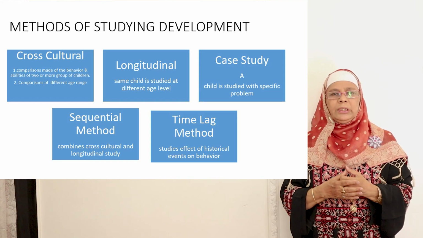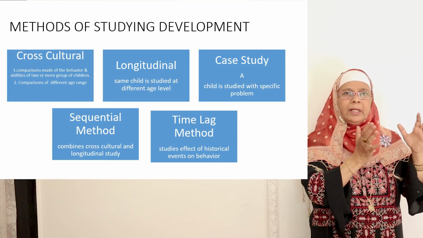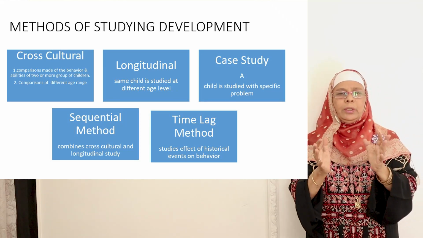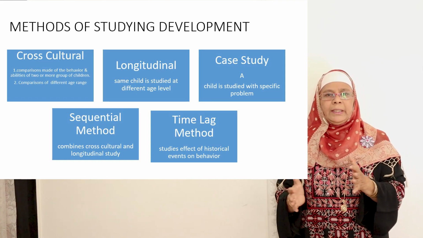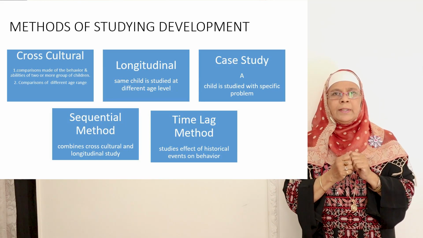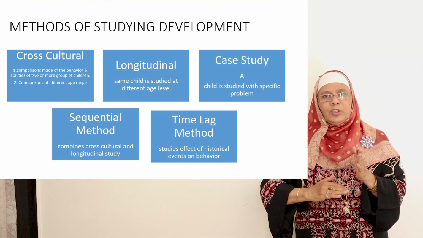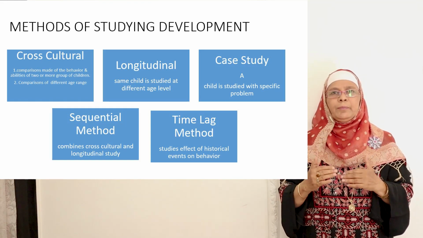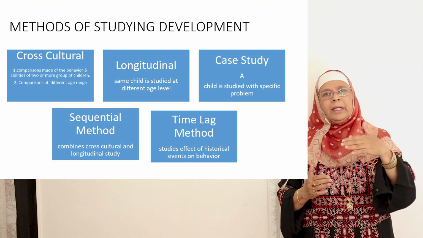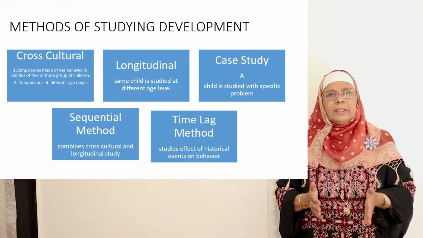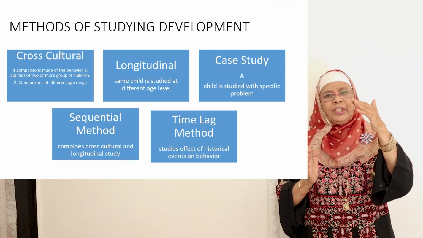First method is known as the cross-cultural method, where we do a comparison between the behavior and attitude of 2 or more different groups of children or different ages of children. That is known as a cross-cultural study. Second is the longitudinal study. In a longitudinal study, we study the same child at different ages. For example, if I am studying one child at the age of 5, I will study the same child again at the age of 8. Again, I will study the same child at the age of 12. That is called a longitudinal study, studying the same child at different age intervals.